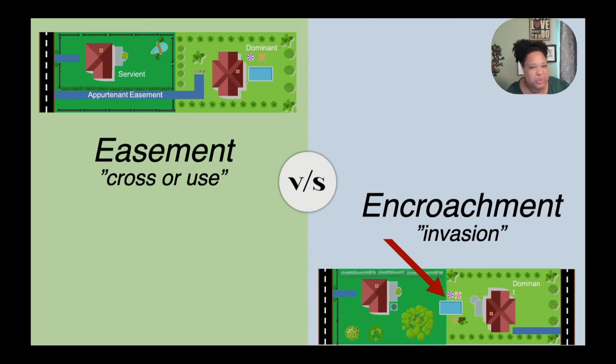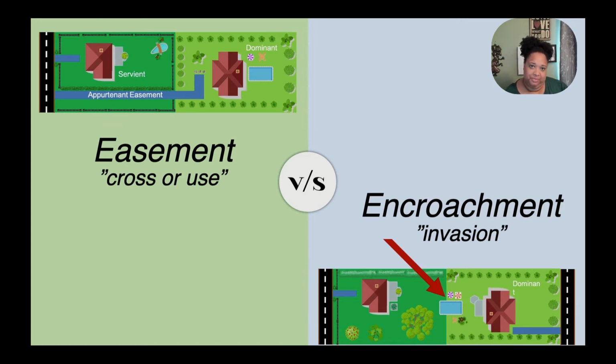A similar sounding word is encroachment. An encroachment is a fancy way of saying an invasion. As you can see in this picture, you've got a swimming pool on the property on the right, and it's invading, or it's in the space of, the property on the left. This is an encroachment, and you will learn the best way to find encroachments on a property is by getting a survey.